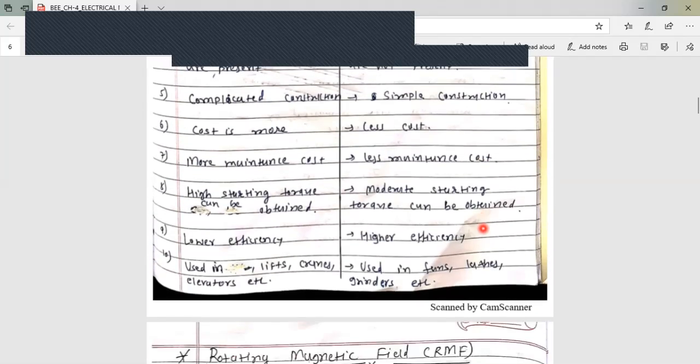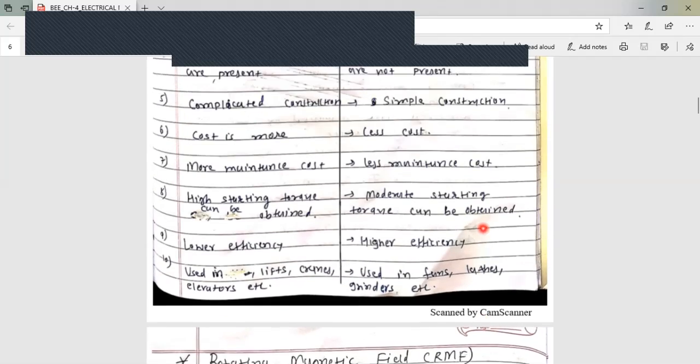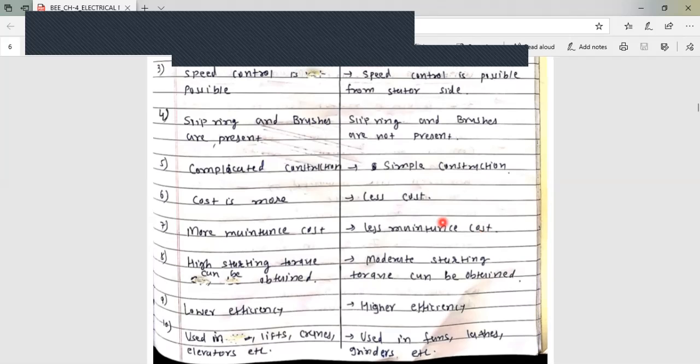So this is all about the three-phase induction motor, the construction of the three-phase induction motor. In the next lecture, we will discuss the rotating magnetic field and the principle of working of the three-phase induction motor.